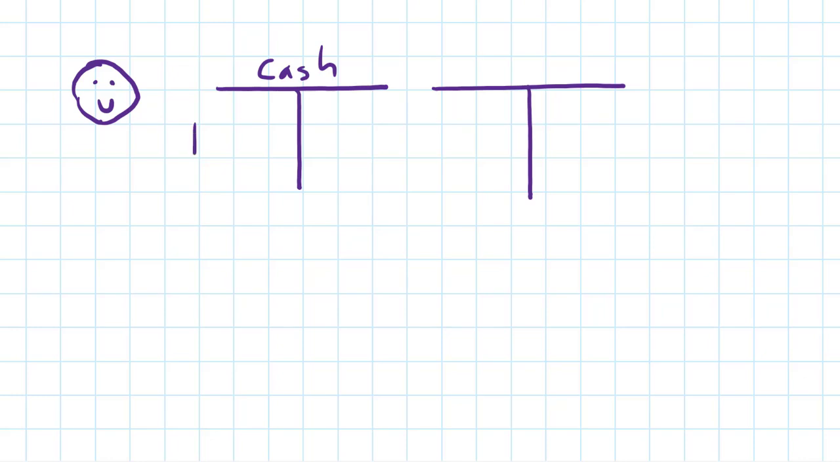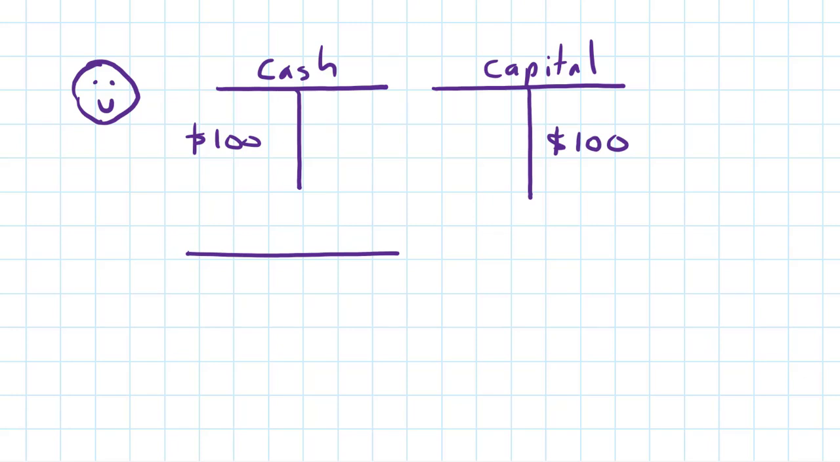So I debit cash, $100, and I credit capital, $100. Next thing I do is purchase a delivery van. I know what you're thinking, these numbers are crazy. These are just illustrative numbers. Suspend your disbelief, please work with me here.